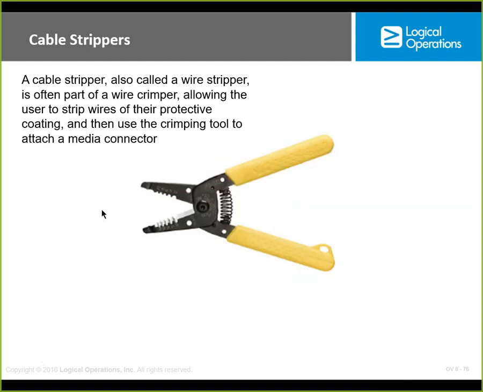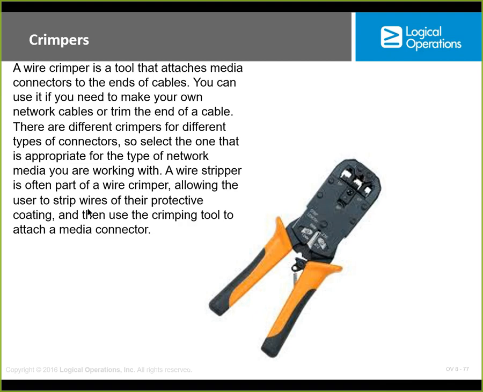We got them crimped, and yes, we have connectivity. Cable strippers, or a wire stripper, sometimes part of a wire crimper, are used to strip wires of their protective coating. On the RJ45s, we will strip off the outer covering, but on the twisted wires themselves, we just untwist them and put them into the connector, and use the crimper in order to crimp it, and it will drive the little nails, my best description of it, into the wire so that it has connectivity. It attaches the media connectors to the ends of the cables. You can make your own cable with it.